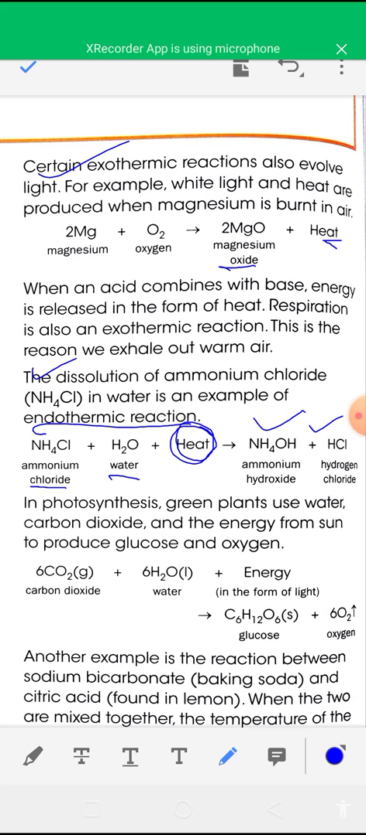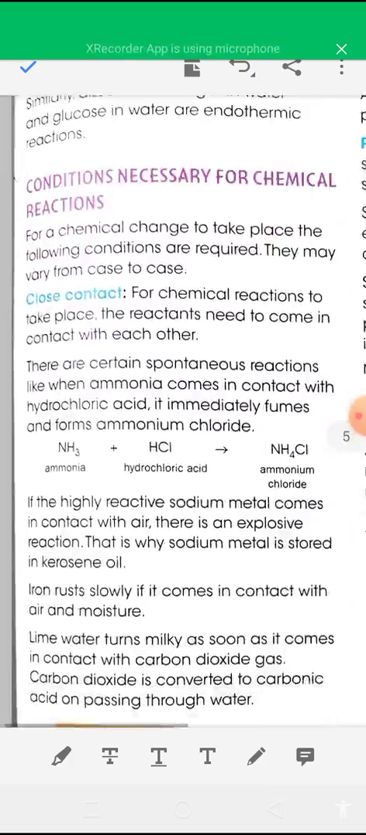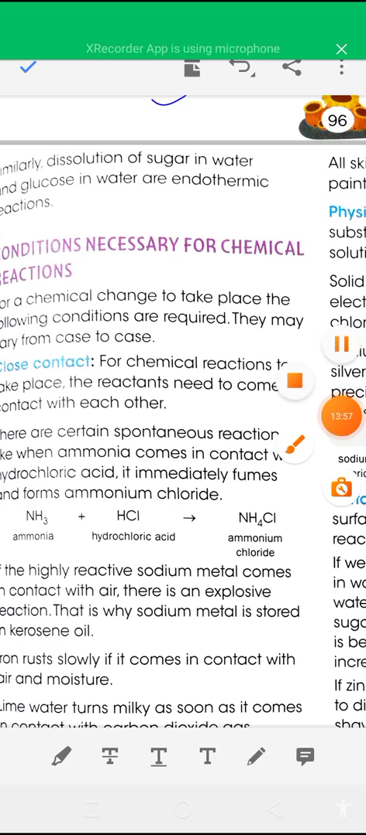Similarly, photosynthesis is an example of endothermic change. In the photosynthesis reaction, carbon dioxide and water combine to give glucose and oxygen, and in this reaction energy is absorbed in the form of light. And respiration is an example of exothermic change. So these are some characteristics of a chemical reaction.